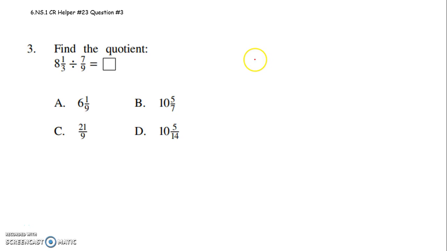Sixth graders, this is to help you with question 3 on CR 23. It says find the quotient. So we have to divide. We have to divide 8 1/3 by 7/9.